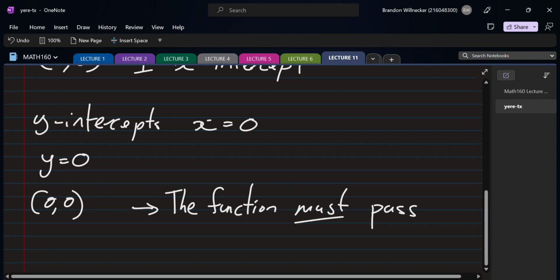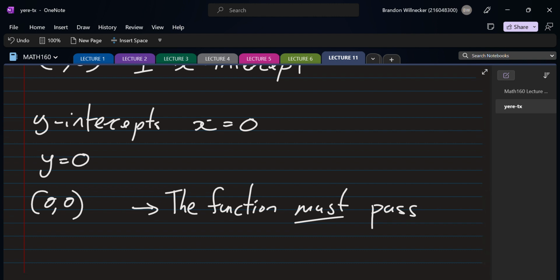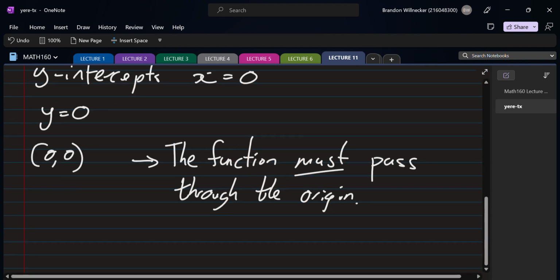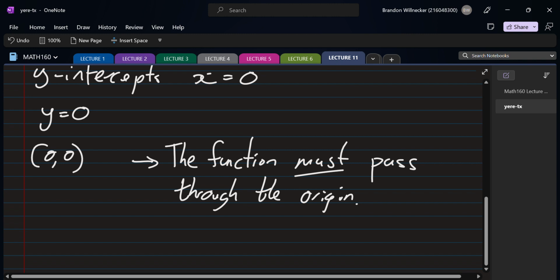When you're sketching it and you see that you're not going through the origin, go back and see what you've done wrong. So just make a note here, the function must pass through the origin. We can check that later when we look at our sketch. That's the first two things done. We've got the x-intercepts, we've got the y-intercepts. Now we need to look for the intervals of increase and decrease.